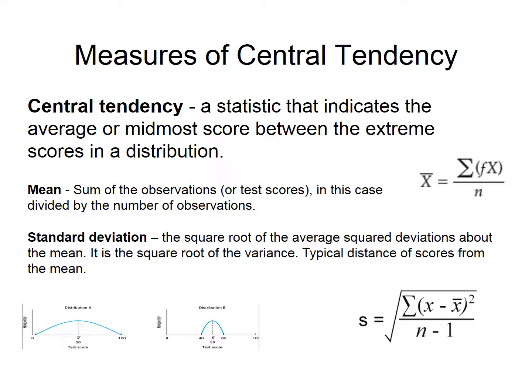So there's 2 examples there. Distribution A has an enormous amount of variance, so we're going to see a very large standard deviation. And distribution B to the right has a much smaller distribution, smaller variance. We're going to see a smaller standard deviation.